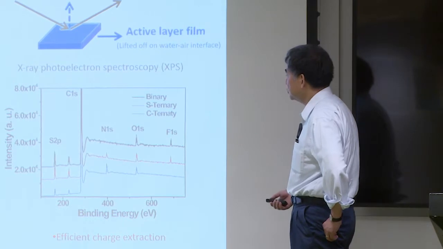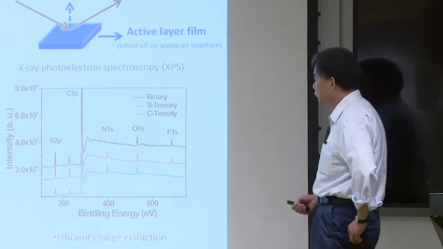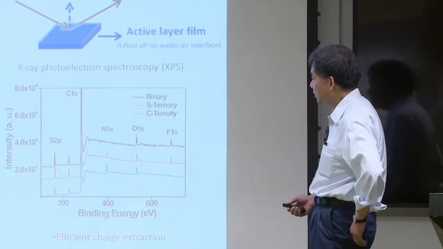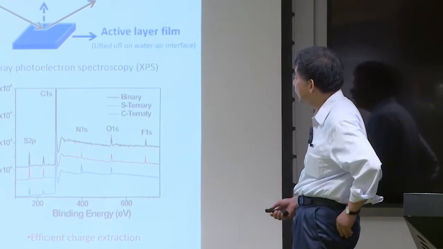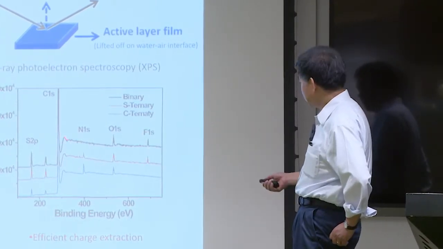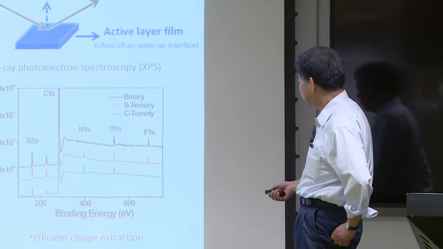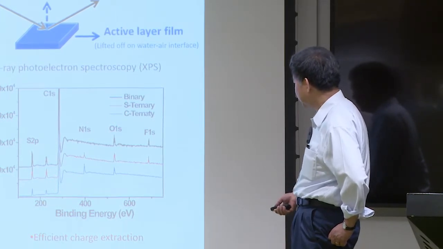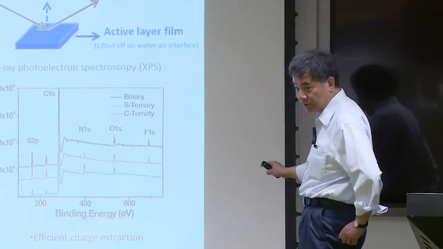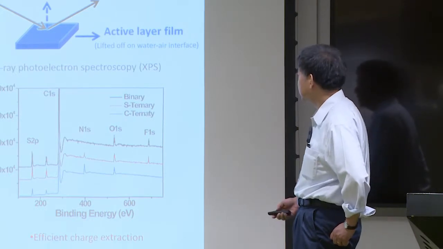And the X-ray diffraction proved that the control ternary system actually has all the good things about the ternary you want. The PL quench, the crystallinity still form, so the charge transfer and the charge extraction still no problem in the ternary system.